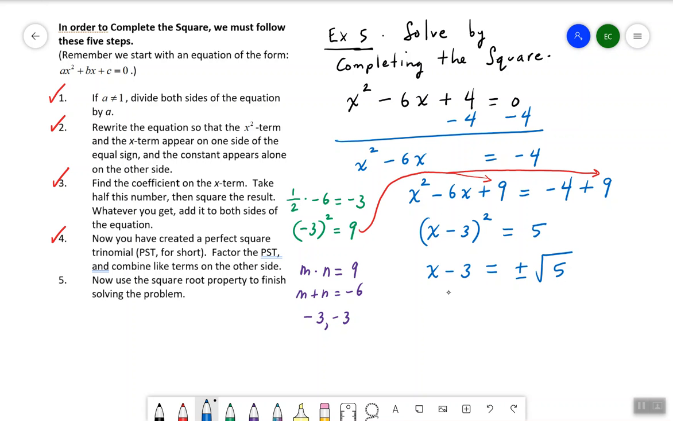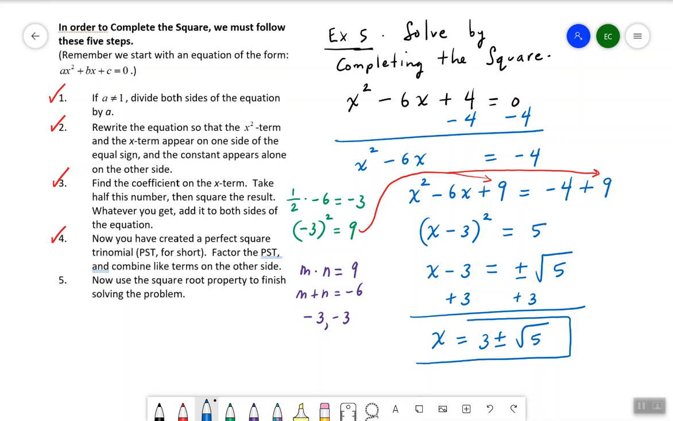Just one more step now to finish. We can add 3 to both sides, and we have our answer. X is equal to 3 plus the square root of 5, or 3 minus the square root of 5. And of course, we could put that in set notation as well. We're done.